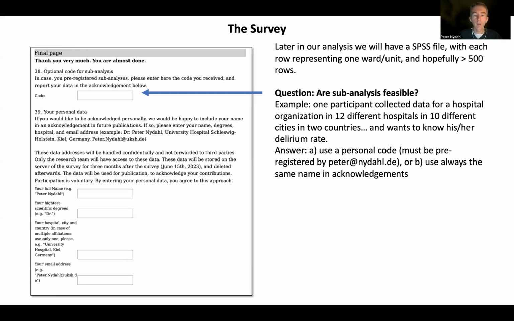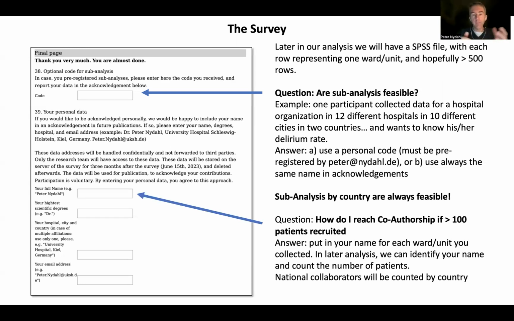Another option: if you put in your name in the acknowledgements, I can also search for your name, and then I can identify your wards and units and send you the SPSS file. We will not perform sub-analysis for you, but we can send an SPSS or an Excel file to you with your own wards and units and the data you entered. This is possible. And sub-analysis by country is always feasible because we're asking for country.